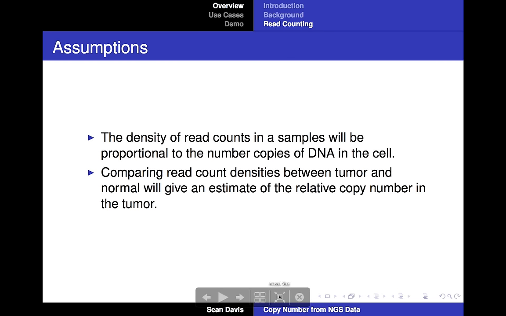What follows from that is that comparing these read count densities between tumor and normal gives an estimate of the relative copy number in the tumor. And I'll just point out that it's a relative copy number, and you need to do some more steps to get to an absolute copy number.